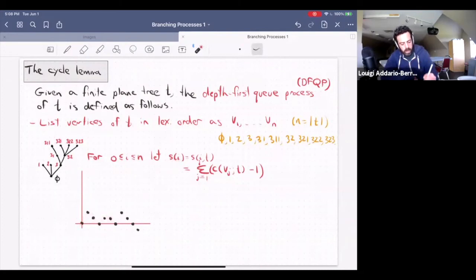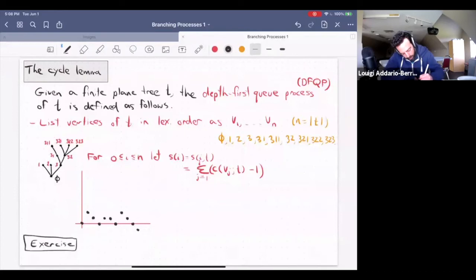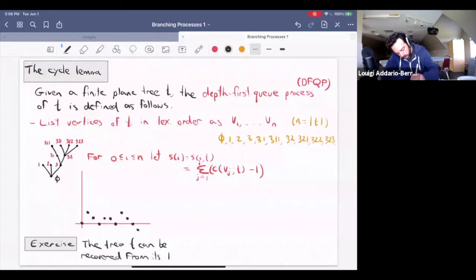Okay, and I'll state it as an exercise, but it should feel quite clear that the tree T can be recovered from its depth first queue process, right? And that's not at all hard to see.